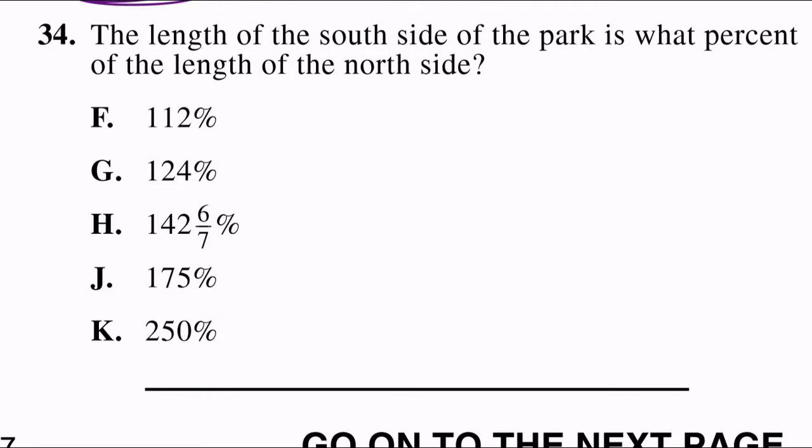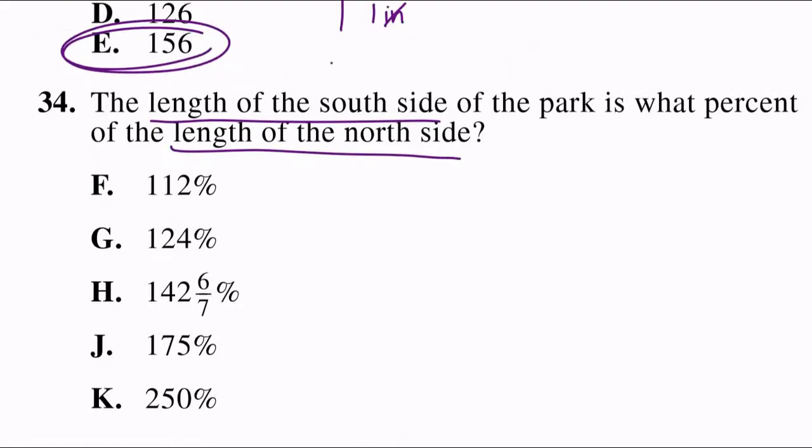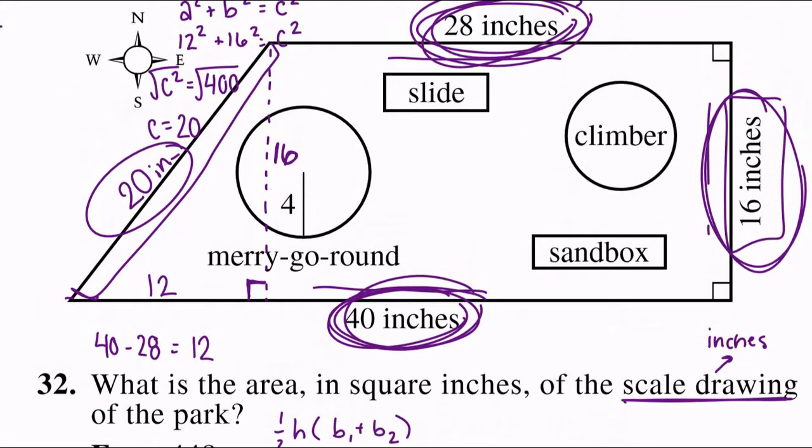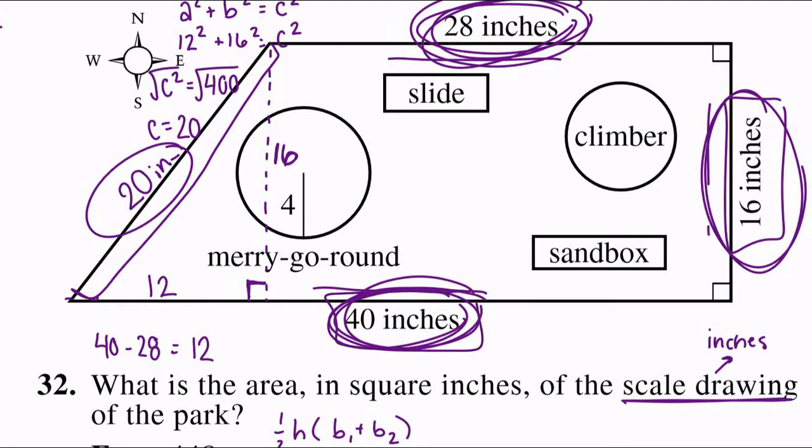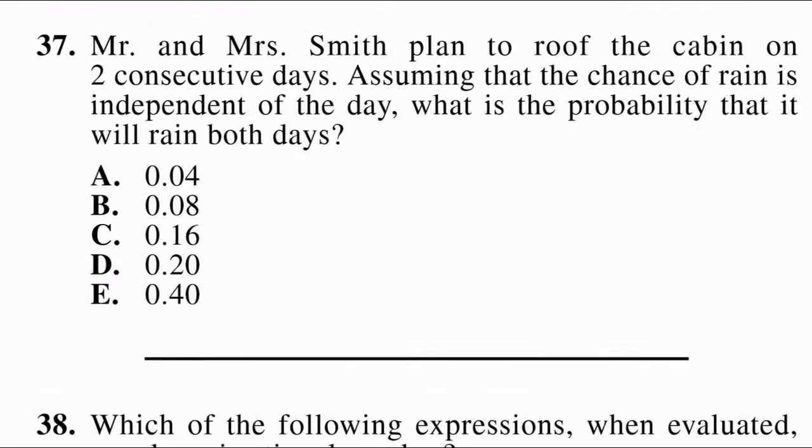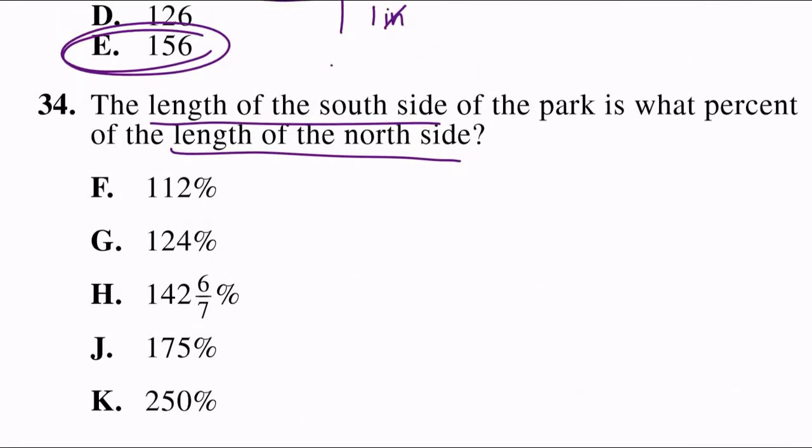Moving on to number 34, the length of the south side of the park is what percent of the length of the north side? So for this one, we need to figure out what's the length of the south side and what is the length of the north side. Going back up to our diagram, we see our south side length is 40 inches and our north side is 28. So our south side is 40 inches and our north side is 28 inches.